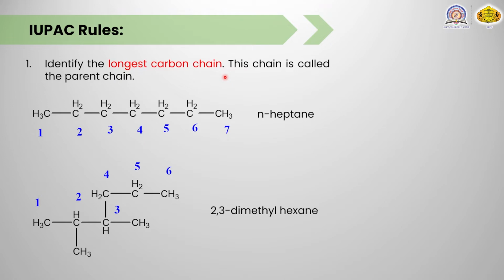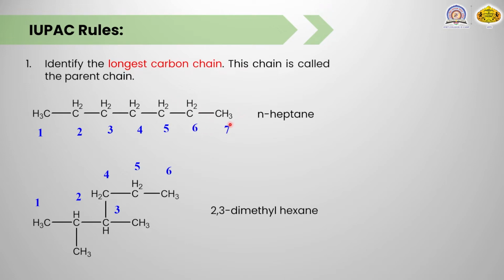In order to give a name to a particular organic compound, there are some rules given by IUPAC. The full form of IUPAC is International Union of Pure and Applied Chemistry. By the rules of IUPAC, there are some criteria to give a name to a particular compound. For example, the first rule is to identify the longest carbon chain. This carbon chain is called the parent chain.